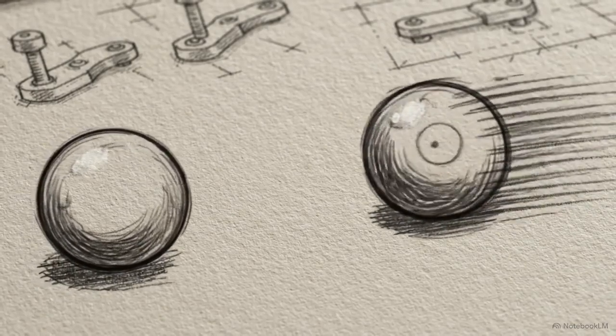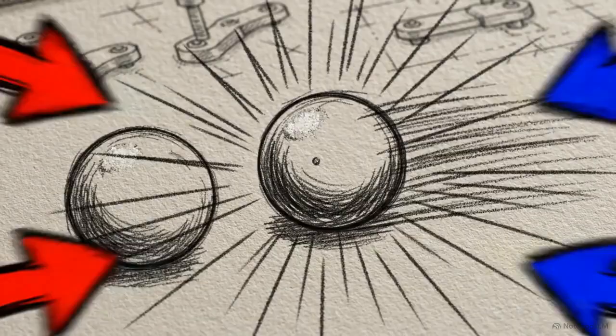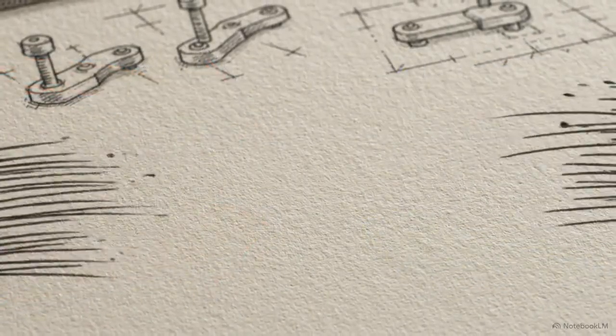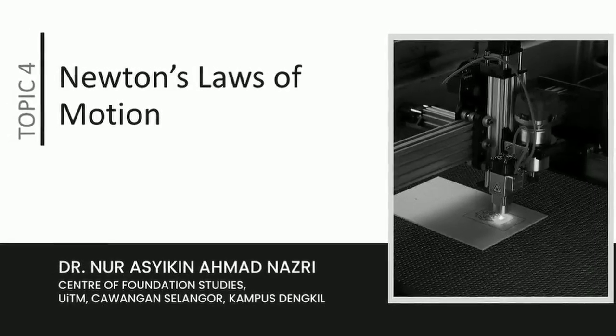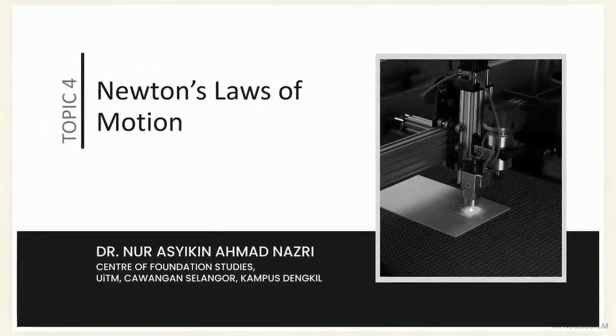In physics, when a fast-moving cue ball strikes a completely static object on the table, that state of perfect equilibrium instantly shatters. Welcome to Week 4. Dr. Nur Ashikin Ahmad Nazri leads this module on Newton's laws of motion.